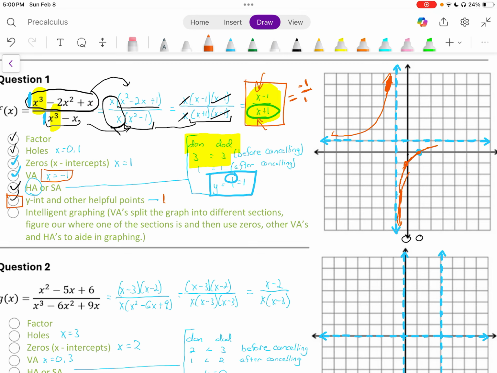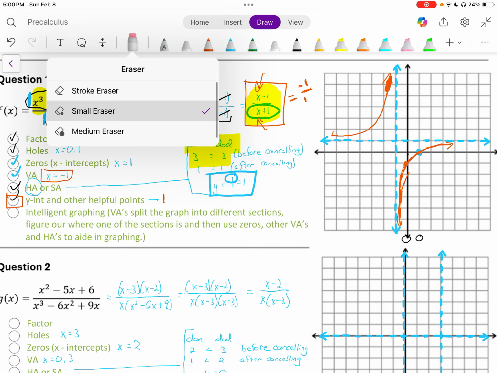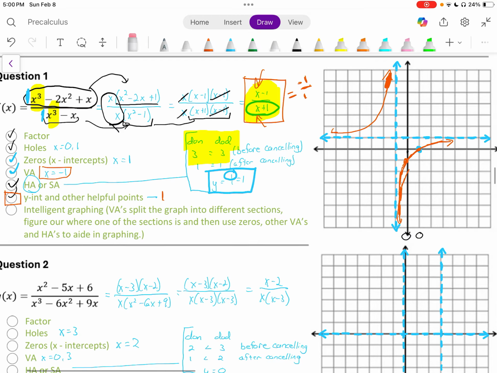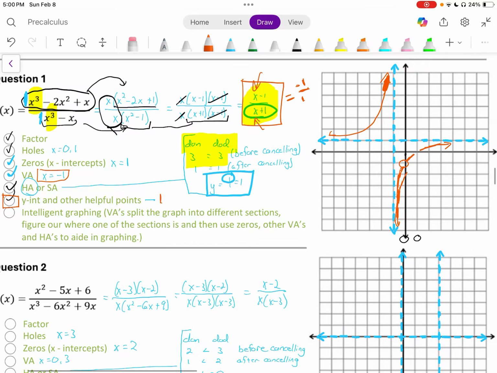And it has to go through this 0 and then gets closer and closer to the horizontal axis. And then the last thing we need to do is take into consideration the holes. So there's a hole here at 0, which was kind of at our y-intercept. So I'm going to put there's a hole there. And then also there's a hole at 1. So I'm going to erase that and put a hole. And now we have our graph for number 1.